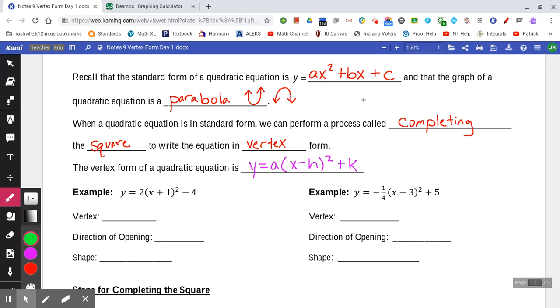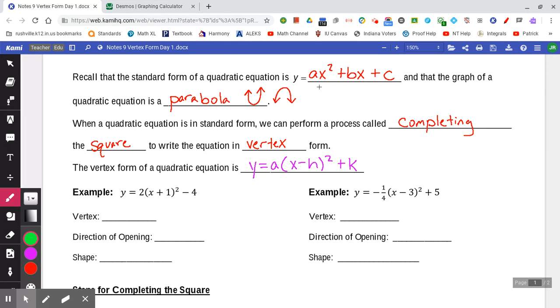Just as a reminder, y equals ax squared plus bx plus c. This is called the standard form of a quadratic. It was nice back when we could type y equals into a calculator and get your graph, which will always be a parabola that either opens up or down.